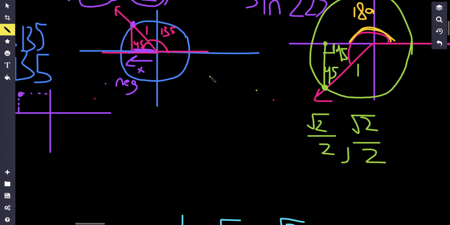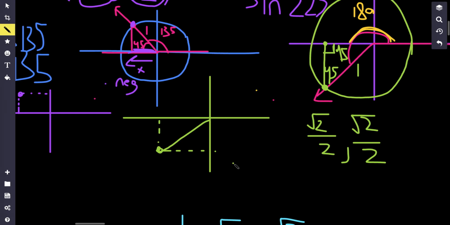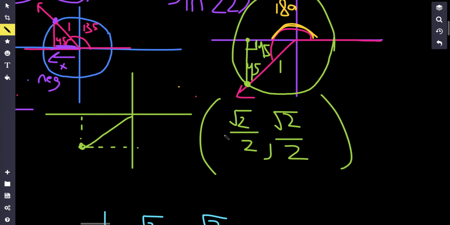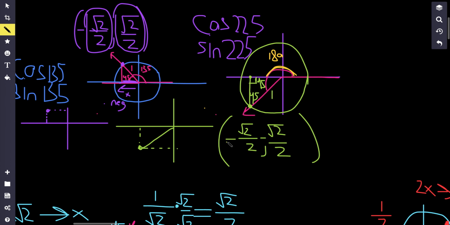But now, I'd like you to visualize this. If you have a point somewhere down here, our x value is going to be negative, and our y value is also going to be negative. So therefore, our point is actually negative radical 2 over 2, comma, negative radical 2 over 2. And we're done. So that's cosine of 225. Cosine of 225 is going to be equal to negative radical 2 over 2, and sine of 225 is going to be negative radical 2 over 2.